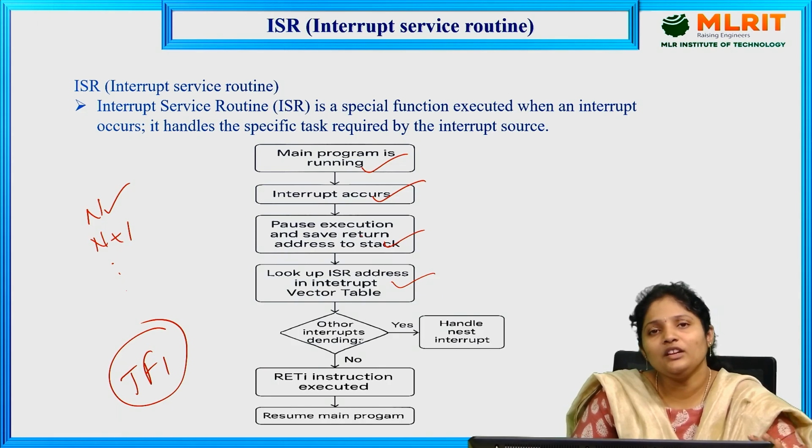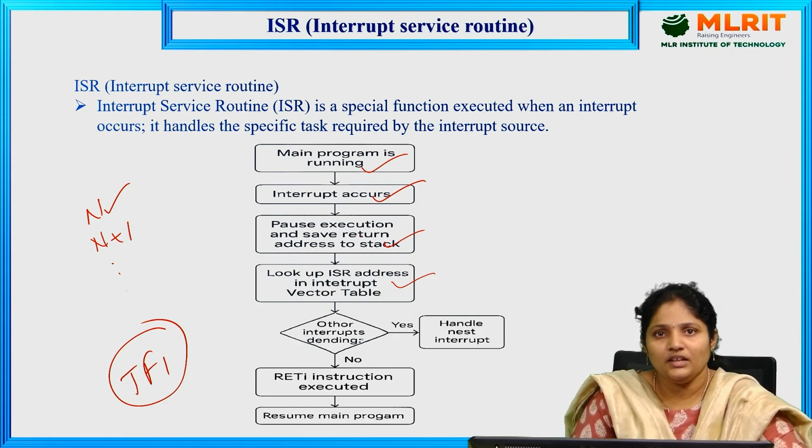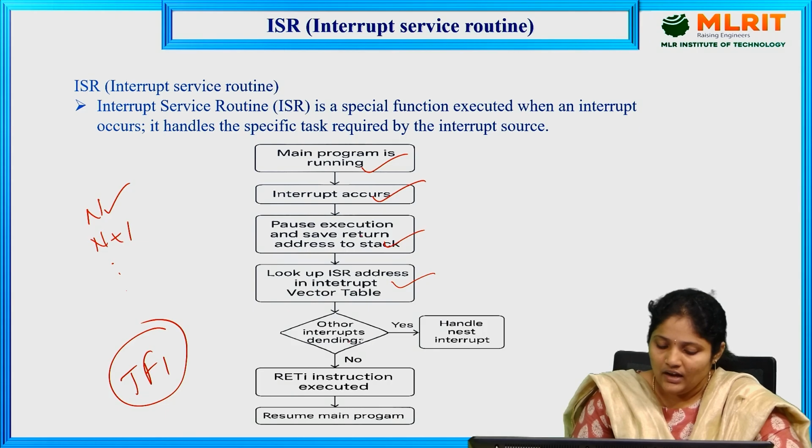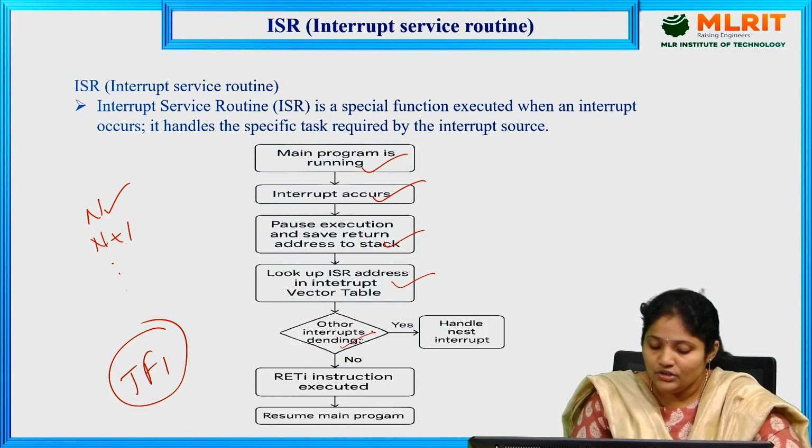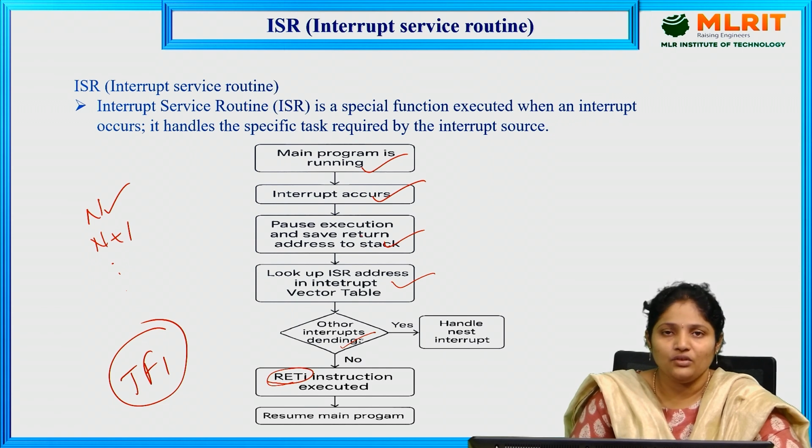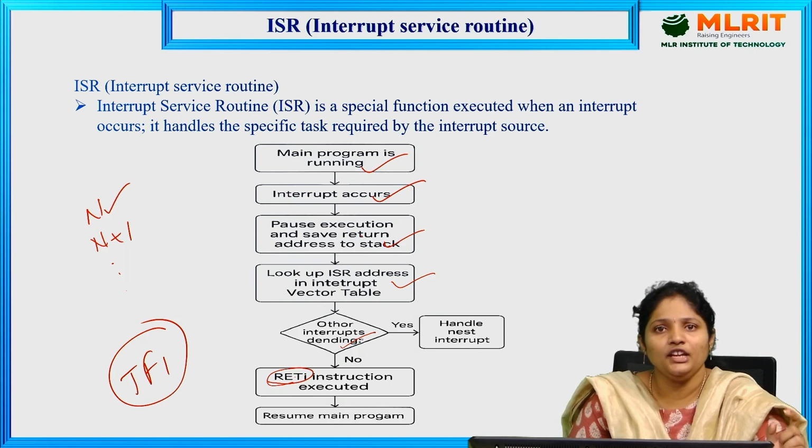How does it get back to the main program from the interrupt? After the interrupt ends, the controller needs to check for the RETI instruction. RETI means return from the interrupt. It will return from the interrupt, and while getting back to the main program, it needs to have the address of the next instruction, right?